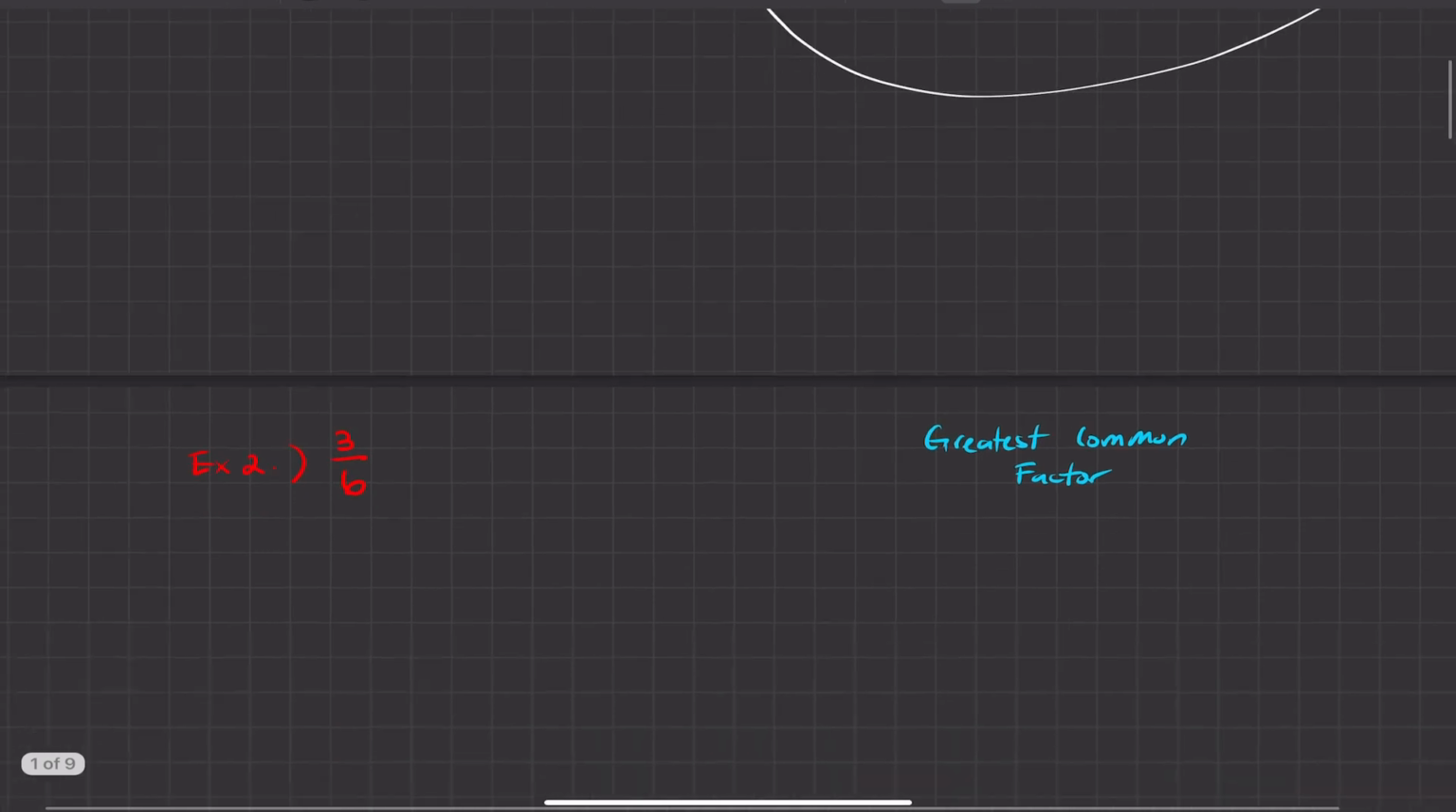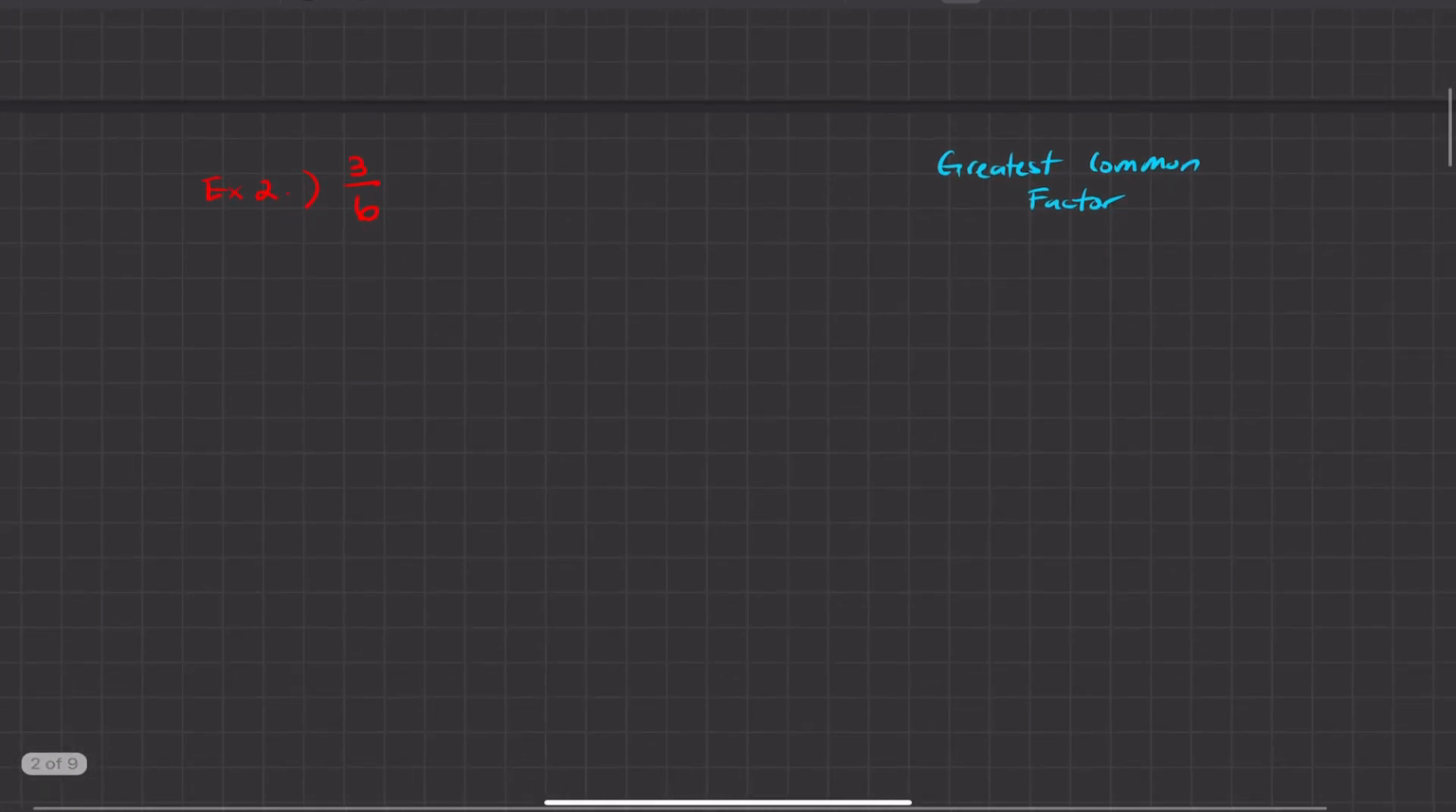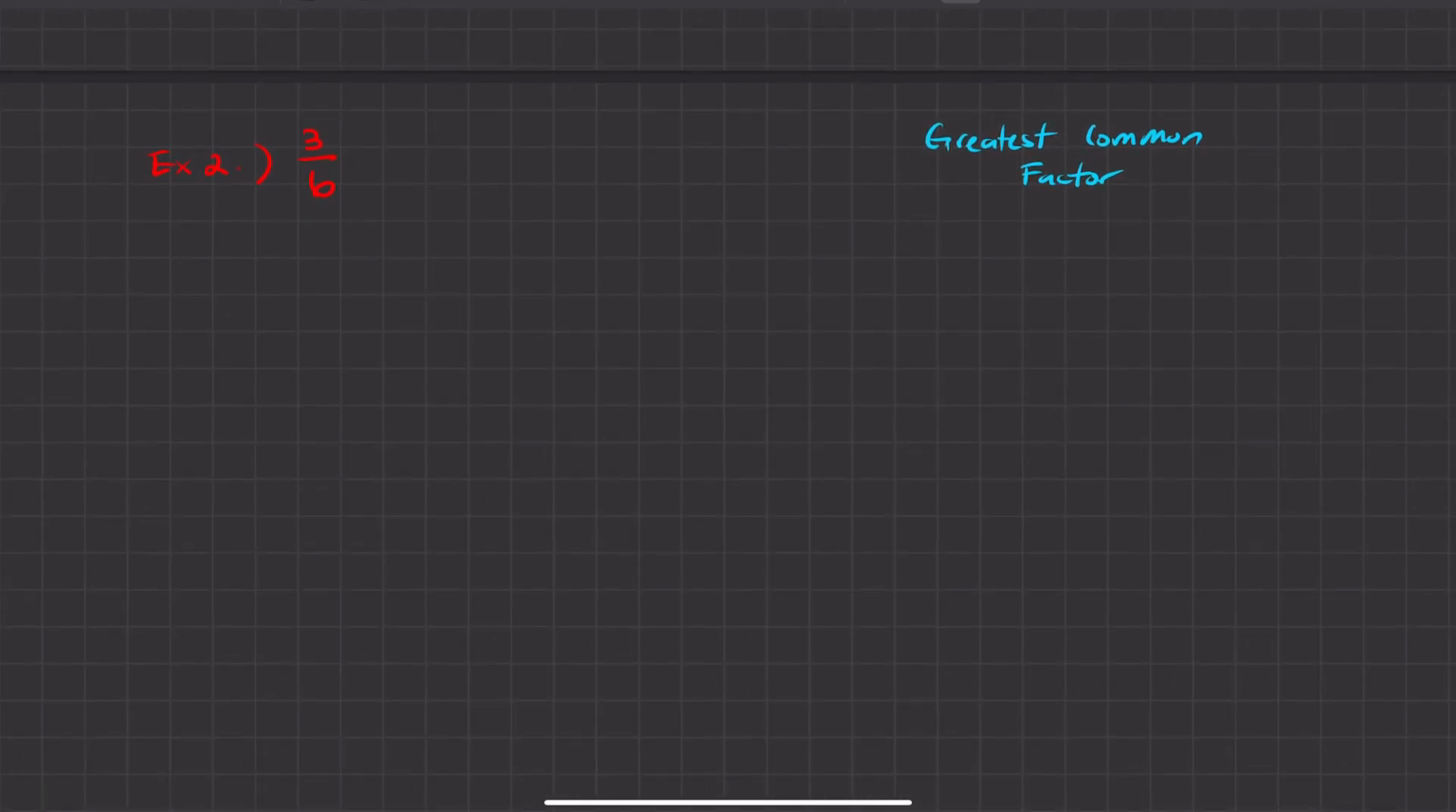Let's do another problem. Example 2, 3 over 6. If you can see it, you know that 3 goes into 3 and 3 goes into 6. But I'm going to go ahead and write my list again. So a 3 and a 6. I know 1 goes into 3, and then 3 goes into 3, and then 1 goes into 6, 2 goes into 6. How many times does 2 go into 6? 3 times. So that means 3 should be part of that list as well. So I have my factors.